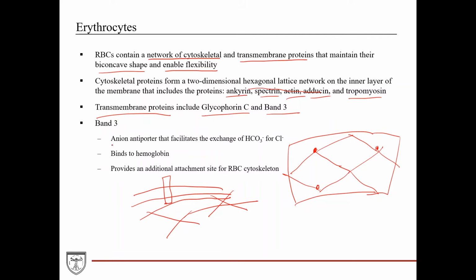Band 3 specifically has a couple of functions. It's an anion antiporter, which means it exchanges one ion for the other, specifically negatively charged ions, or anions. So it exchanges bicarbonate for chloride. It also binds to hemoglobin. And then again, like we said, it provides an additional attachment site for the red blood cell cytoskeleton.